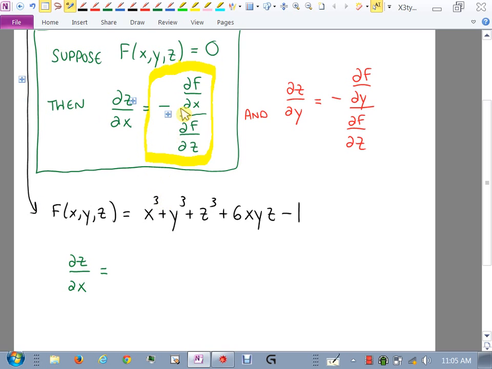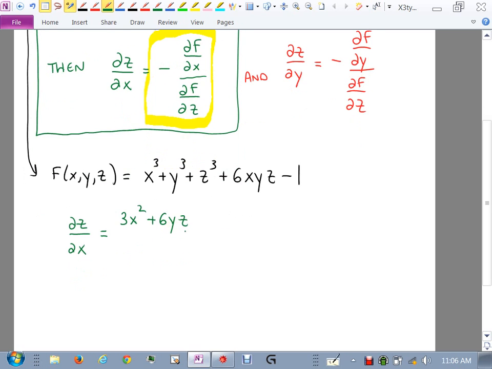So what would the partial of capital F with respect to x be? Just come through here and take the derivative with respect to x, which means you treat y and z constant. All right, so what is the derivative of x cubed? 3x squared. Derivative of y cubed? 0. Derivative of z cubed? 0. Derivative of this right here, 6yz, so plus 6yz. Are we done? That's it for the partial with respect to x, right?